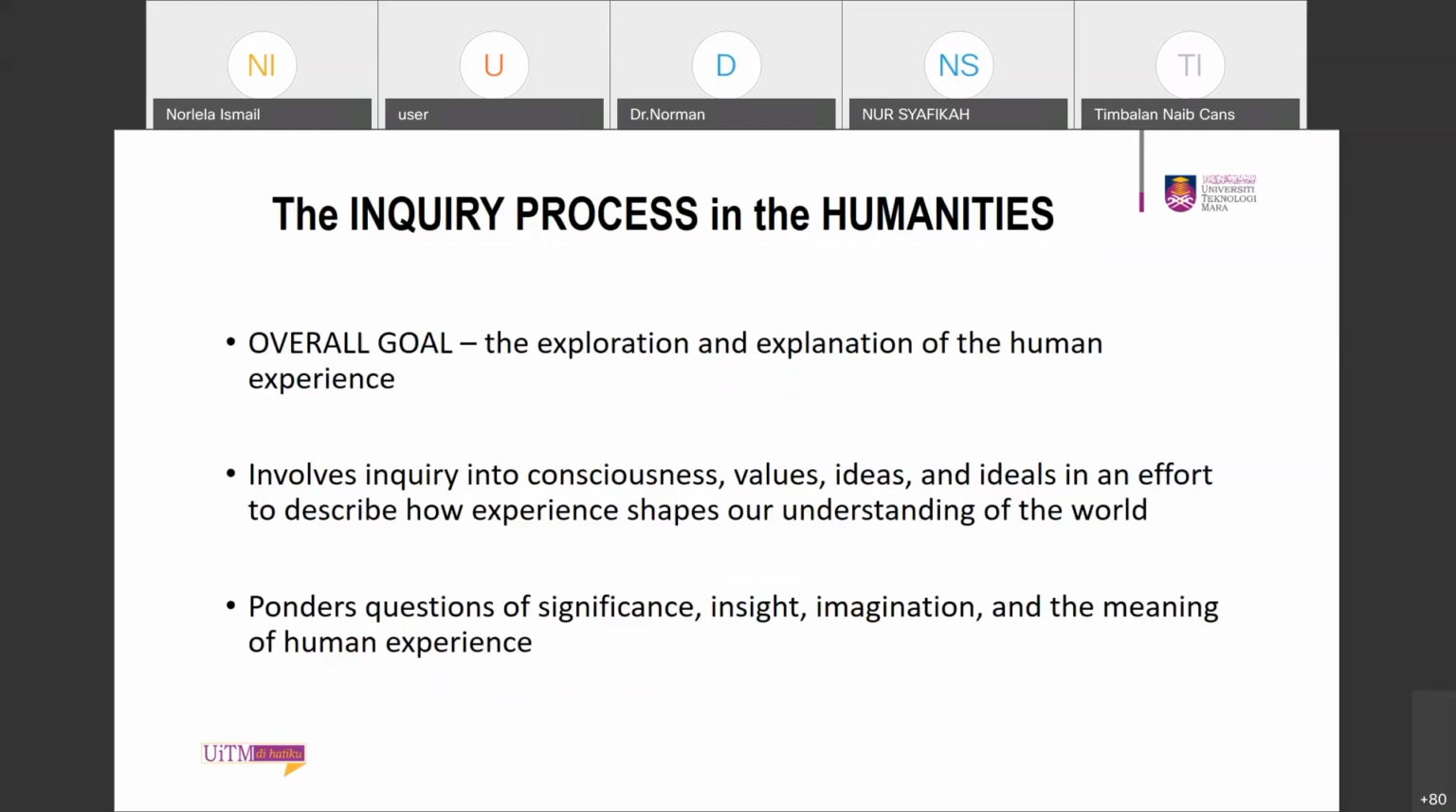concerns the exploration and expansion of the human experience. So it involves inquiry, or questions, about consciousness, values, ideas, ideals, in order to describe how experience influences or shapes our understanding of the world. It also concerns questions of significant insight, imagination, and the meaning of human experience. So making meaning, or generating meaning, for example, is a key word here in the humanities when it deals with interpretation.